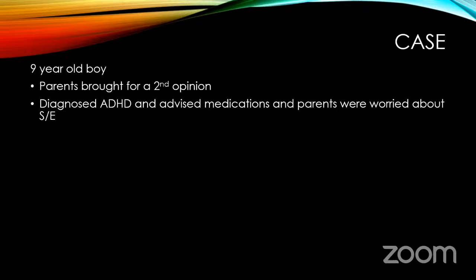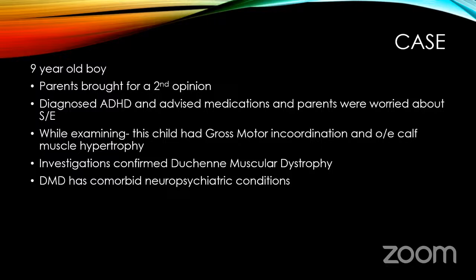Just one last case I'm going to put up. A 9-year-old boy, parents brought him to me for a second opinion because there were concerns about hyperactivity in school. The school referred to a psychologist who looked at the rating scales and diagnosed ADHD in the child and referred further for medications. Parents were worried about the side effects, so they came for a second opinion. To cut a long story short, while examining, this child had gross motor incoordination and calf muscle hypertrophy, and the child had Duchenne's muscular dystrophy.